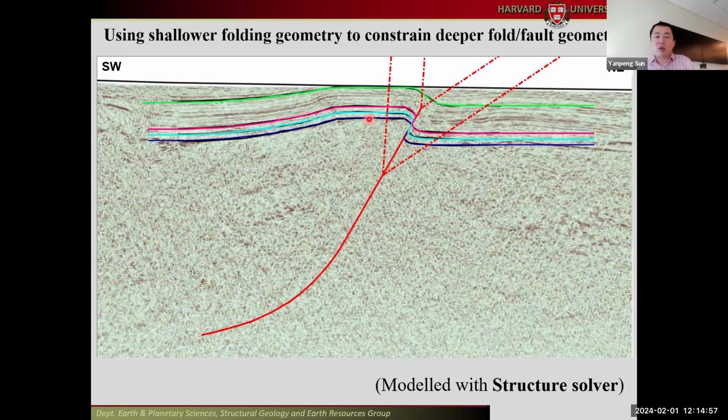So it's a very quick, simple example, where we can use the very well constrained shallow geometry, based on some of the observations of the fault relationship, to try to constrain the deeper fault geometry. So this is an example where we could start documenting these basement-involved structures.